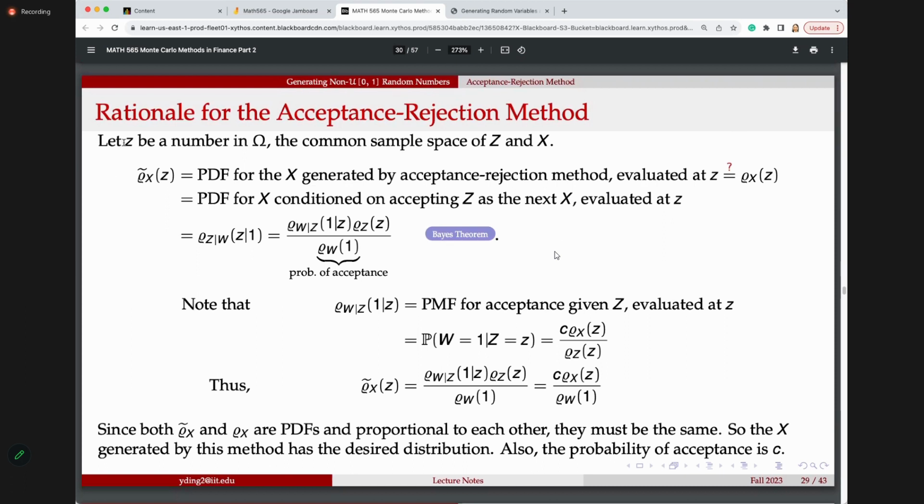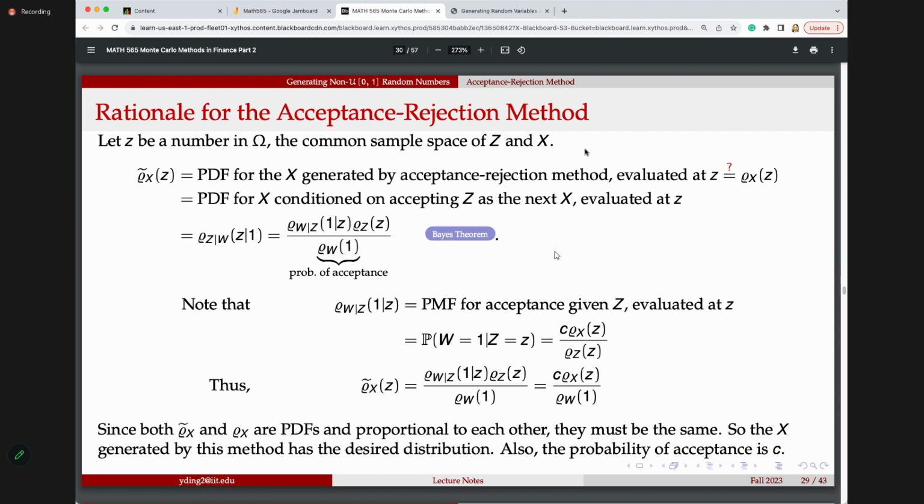And here you can see z is a number in omega, the common sample space. So if you really want to use this acceptance rejection method, you will consider that rho z and rho x have the same common sample space. So if you try to generate a random variable on the interval, for example, -1 to 1, would you consider using this acceptance rejection method with the standard normal random variable? No, because it's not so efficient.